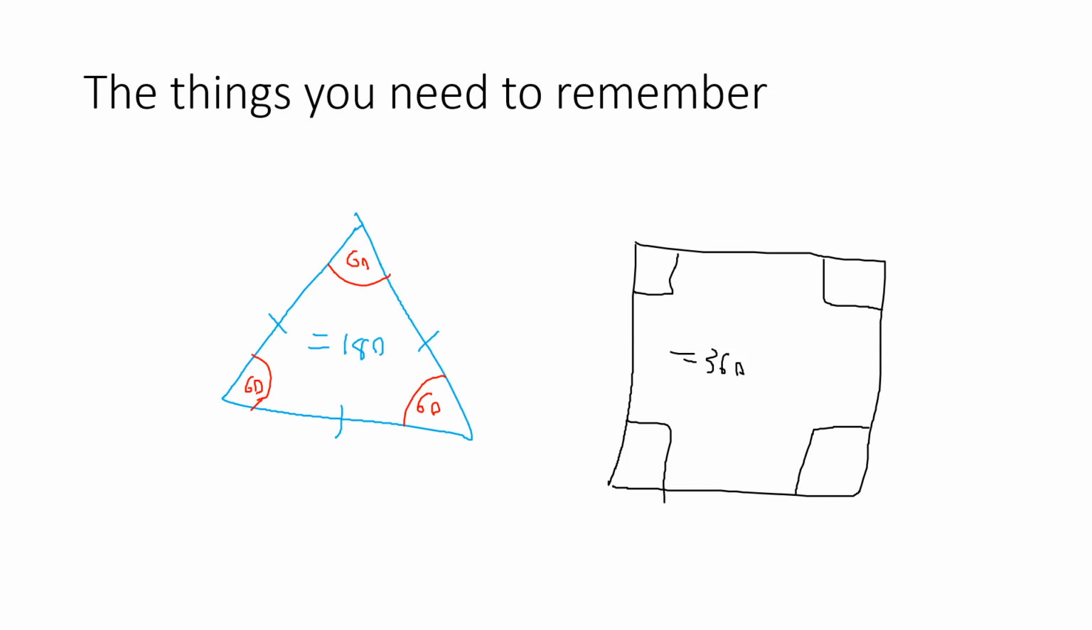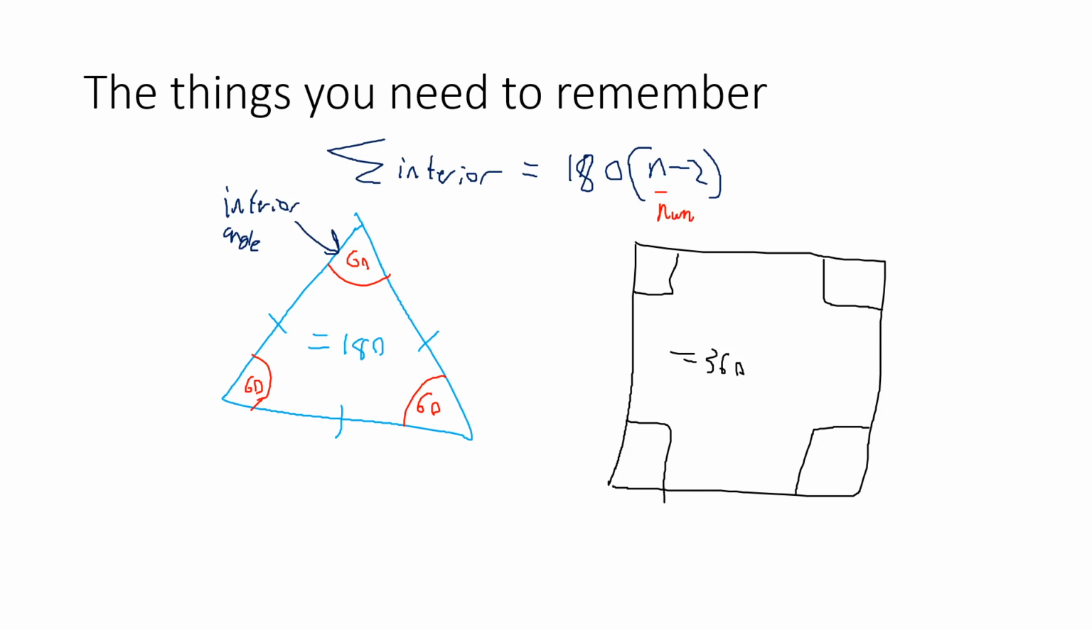If we have an n-sided shape, then the sum of the interior angles, where this is what we call an interior angle, is just going to be 180 times (n minus 2), where n is the number of sides, okay? So that is the first formula that we need to remember.